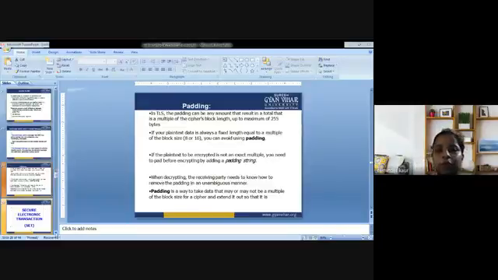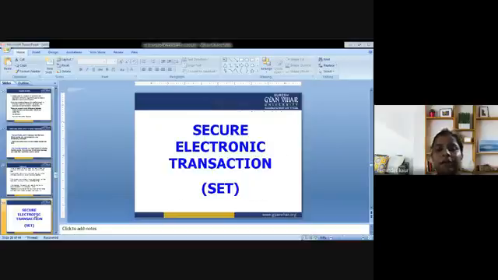Now moving to the new section, that is secure electronic transaction. So what is basically there in secure electronic transaction? We are supposed to have a look at the same. What is basically secure electronic transaction? As the name implies, it could be a communication protocol. Now what could be a communication protocol?